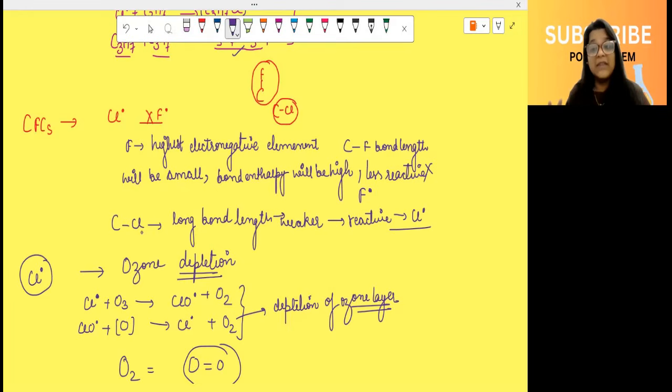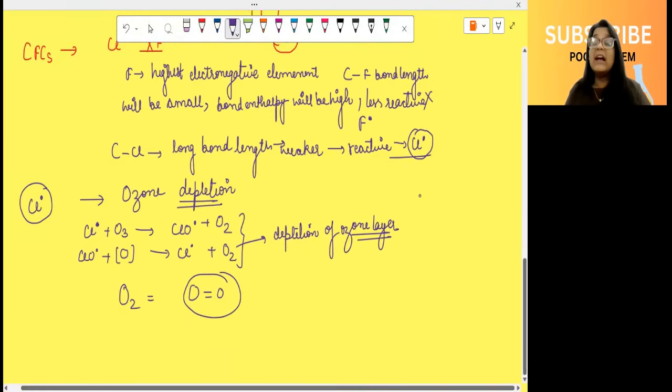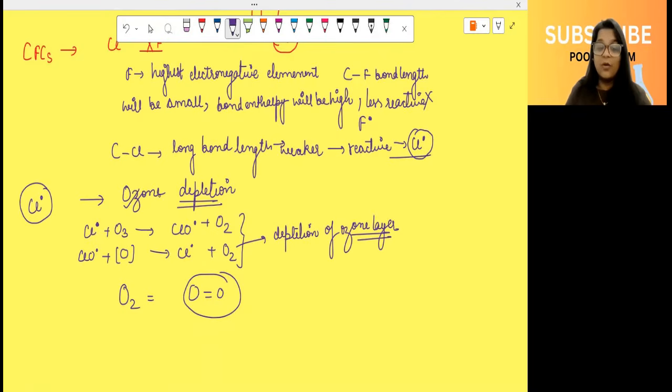Got it? Next thing. Chlorine free radical in the stratosphere decomposes the ozone layer. So the chlorine free radical, when combined with ozone, forms a ClO free radical plus oxygen. The ClO free radical further combines with nascent oxygen to form a chlorine free radical and oxygen gas. These are the 2 reactions which show the depletion of the ozone layer. Yes, very much important. Please learn it and practice it.